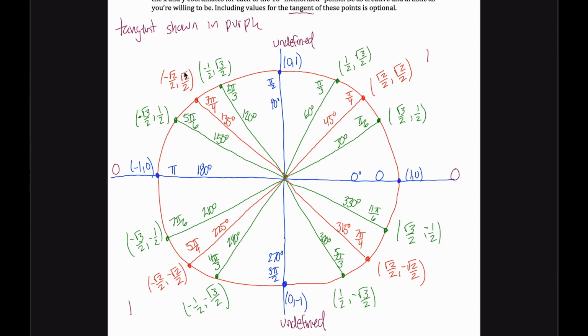Similarly up here, if I take a positive and divide it by a negative, I get -1. And if I take a negative and divide it by a positive, I get a -1. I filled in the tangent for all these points in red. All that leaves are the points in green. You can get there a few different ways.